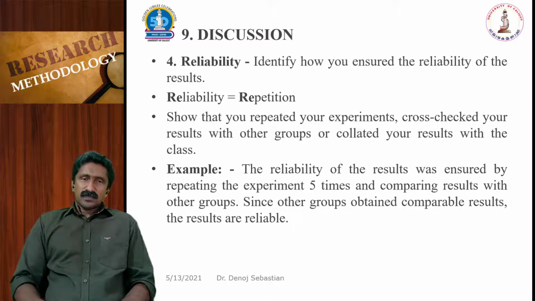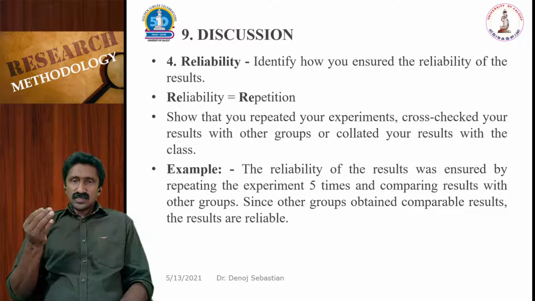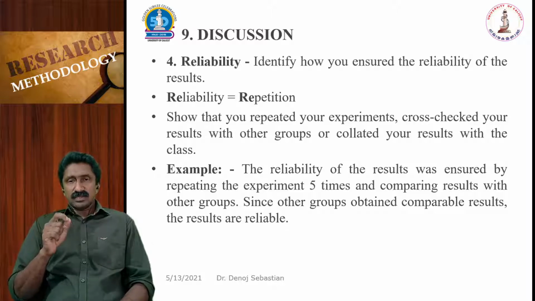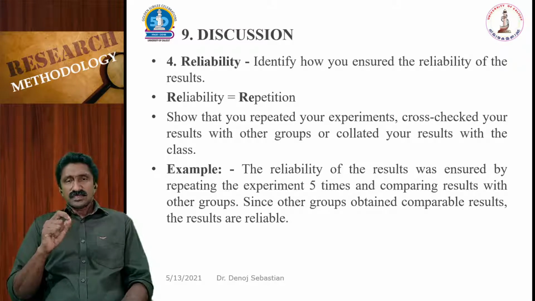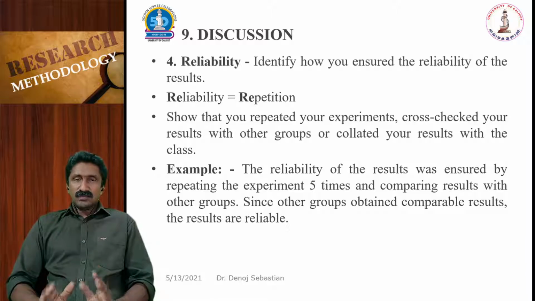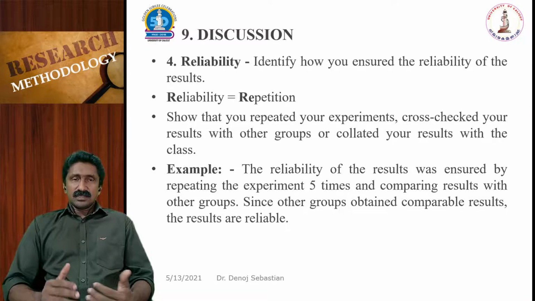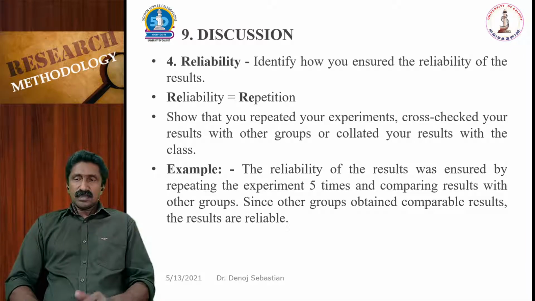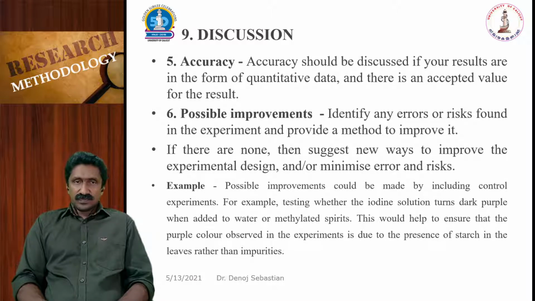An example: the reliability of the results was ensured by repeating experiments 5 times and comparing results with other groups. Since other groups obtained comparable results, the results were reliable. So, the only possibility of making the results reliable is repetition. Repetition by ourselves and by others.